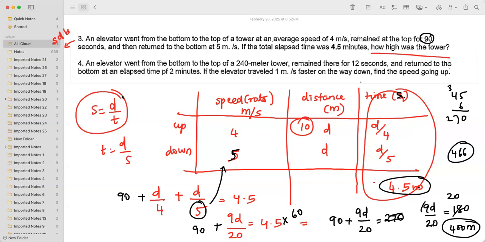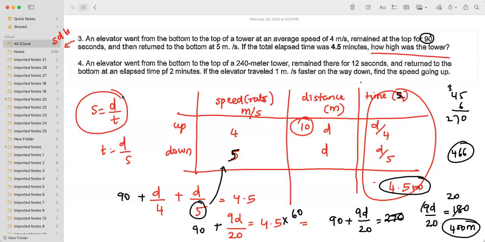Go ahead. And then this was 240. That's not the total. See, to the top of a 240-meter tower means the distance is 240. Everything is 240, these two are 240. Do you get it? I have a question.